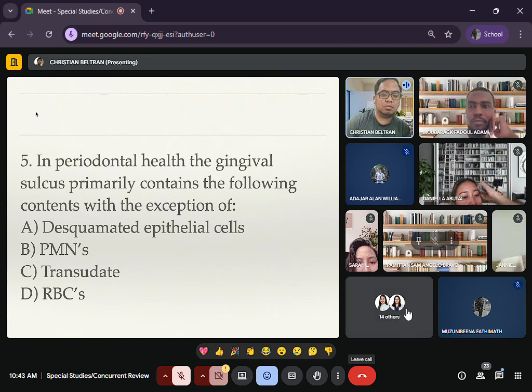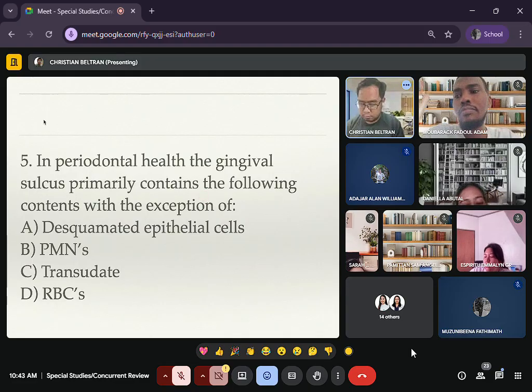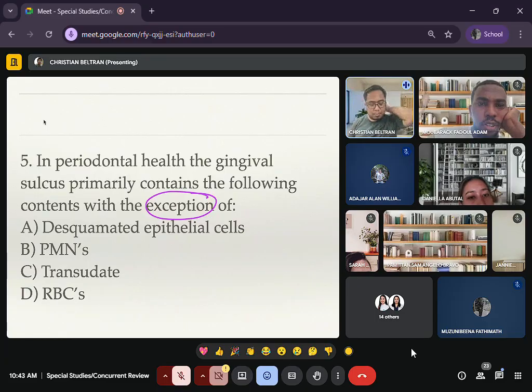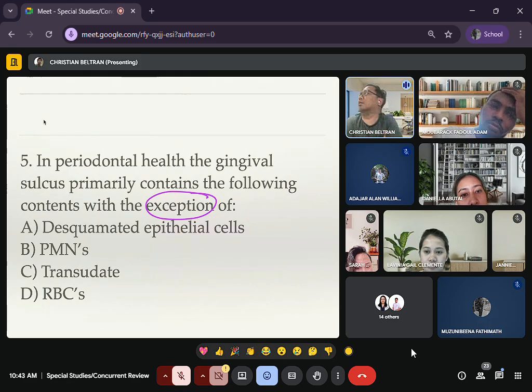The gingival sulcus primarily contains the following contents with the exception of: squamated epithelial cells, PMNs, transudate, RBCs. So which one is the exception? Compare a healthy periodontium, or healthy gingiva, with an inflamed gingiva.